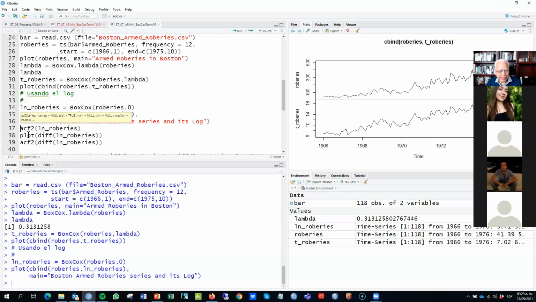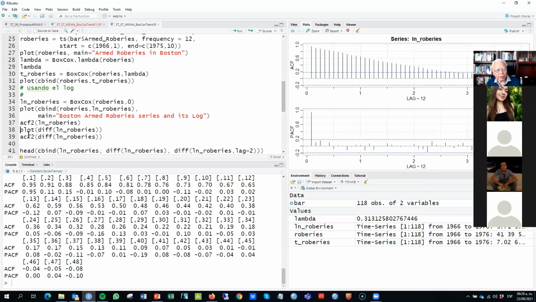So let's look at the ACF of the log of robberies. This function ACF2 gives us the ACF and the PACF. And that comes from the ASTSA package.